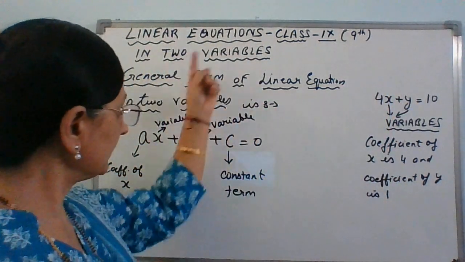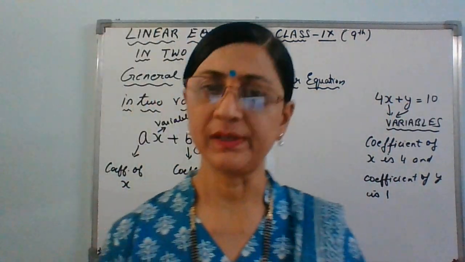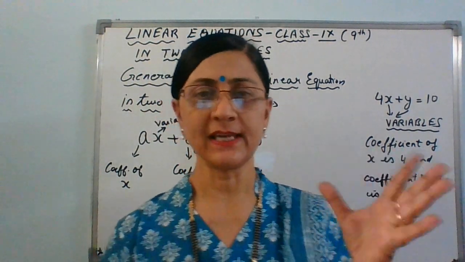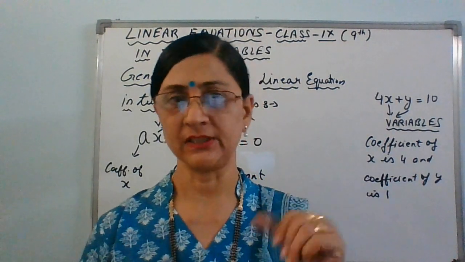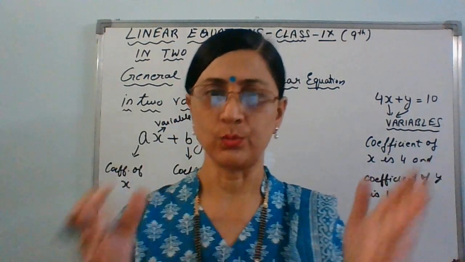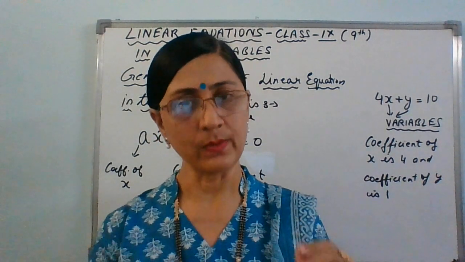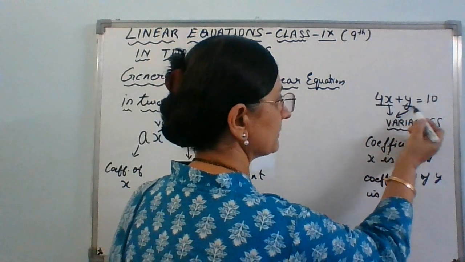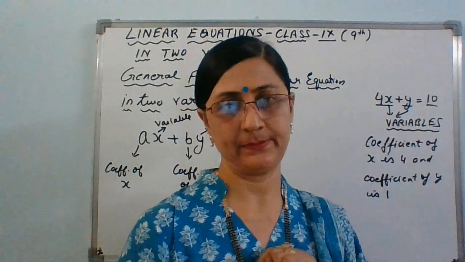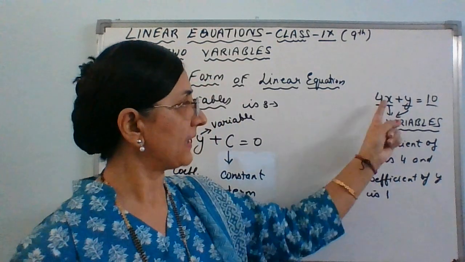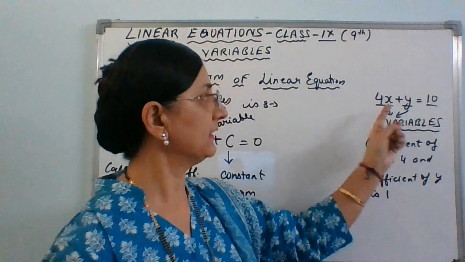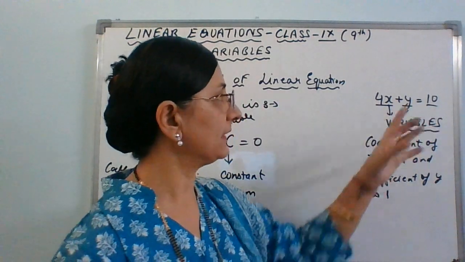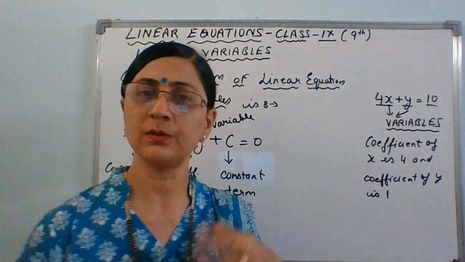Now what do you mean by the linear equations in two variables? What are variables? Variables means whose value varies, like alphabets. We use the alphabets for variables like x, y, z, p, q, whatever. Mostly we use x, y for the variables. Means their value can vary. Suppose this is an equation 4x plus y is equal to 10. There are two variables x and y. Means if I substitute here the value of x 1, 2, 3, 4, infinite values I can substitute. So I will get different values, infinite values of y.